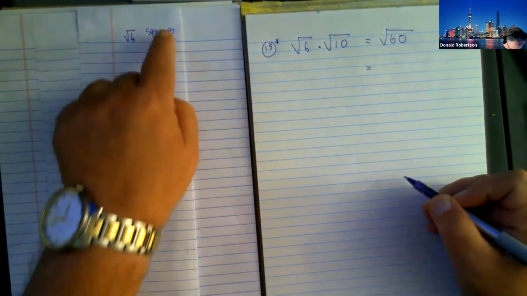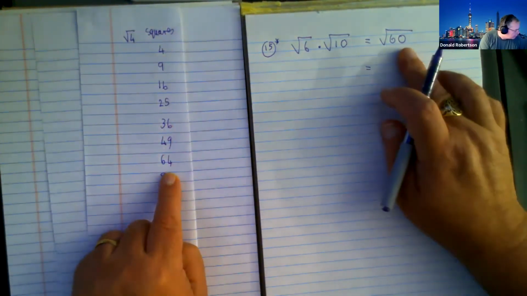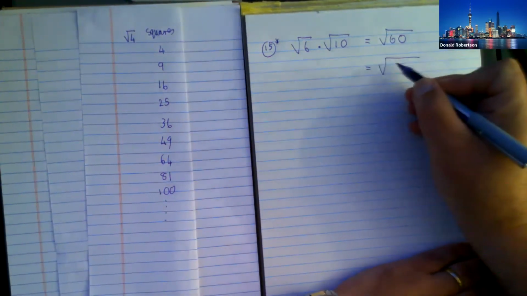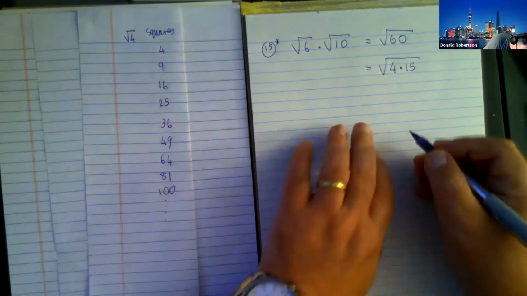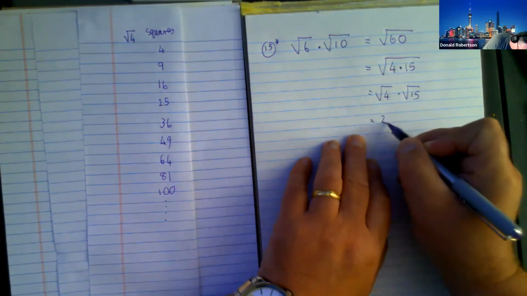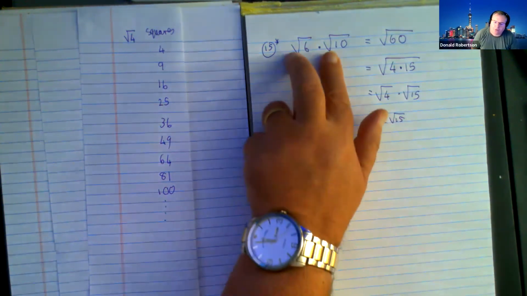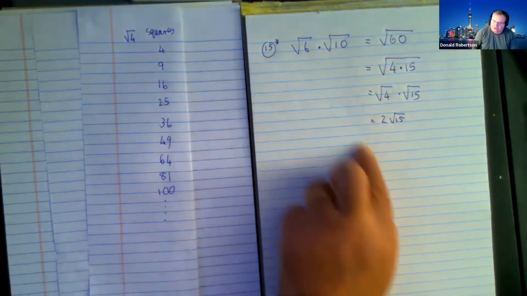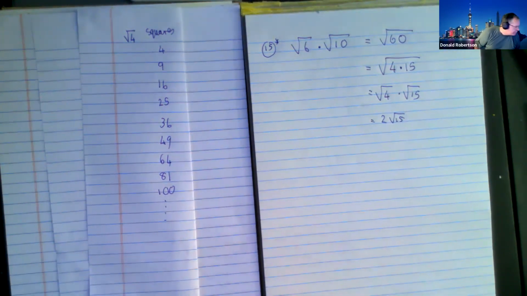And now you can start looking for somebody in this list that hopefully works with 60. That's who we're looking for. And the only one I could find was 4 times 15. That one. And that becomes the square root of 4 times the square root of 15. And there is your final answer. So if you want to combine 2 square roots multiplied together into a single square root with a, in this case, square root of 15, this is the process.